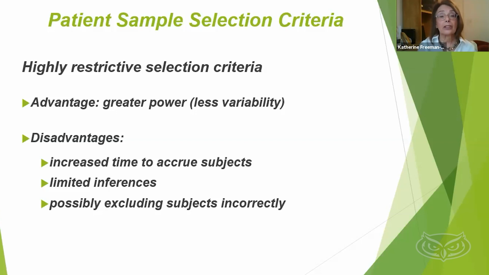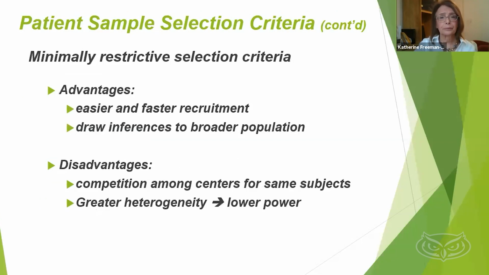The disadvantages are that there'll be increased time to accrue subjects. The inferences are limited to people who mirror those in the sample. And because you have a laundry list of exclusion criteria, by chance, one of those criteria may invalidate enrollment into the study. So you may be excluding patients incorrectly.